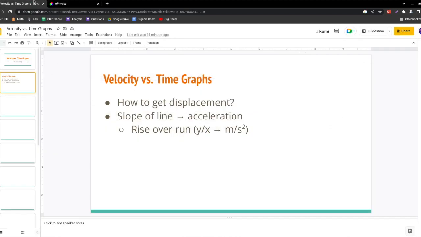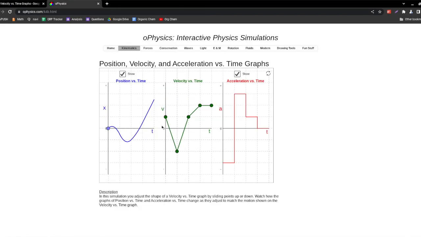And then acceleration is just going to be the slope of the line. And why does that work out? Well, the slope is going to be y over x, rise over run. If we look at the units again, y is velocity in meters over seconds, and x is t in seconds. So if we divide those two, you get meters over seconds squared. And we'll go more in depth as to how to tell the acceleration in that video that I mentioned earlier.